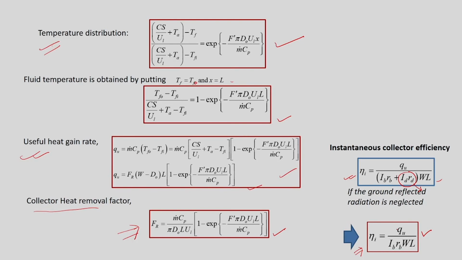RB we already know for beam radiation, which is cos theta by cos theta z. There is a long expression for all the angles, so this can be calculated, and IB is known. See here, no diffuse components are present. Only beam radiations are included. So, this analysis is very important to characterize a parabolic trough. We must know the procedure for how this can be characterized.